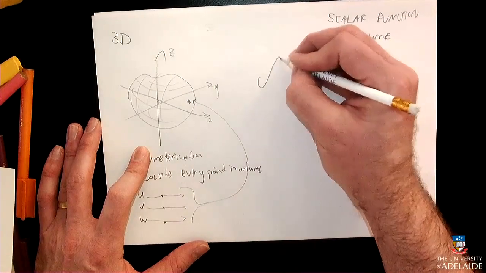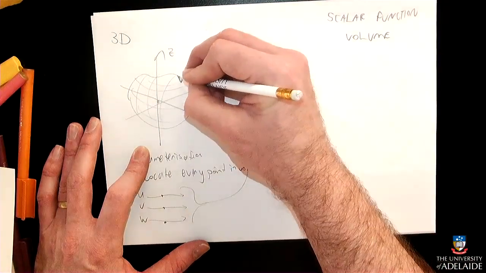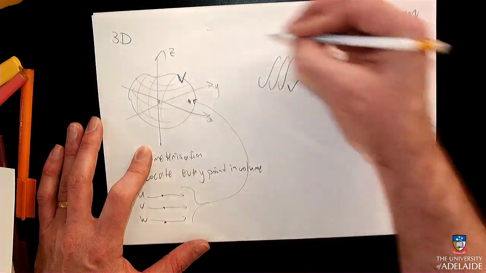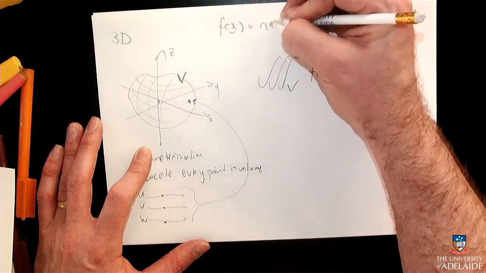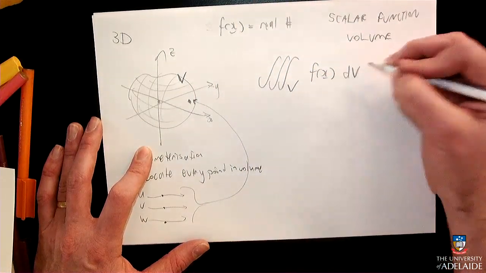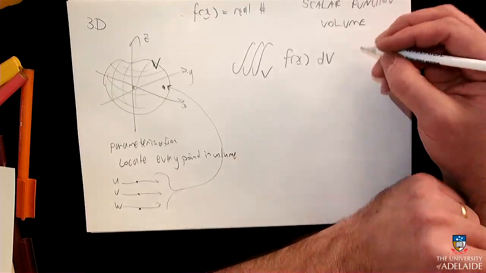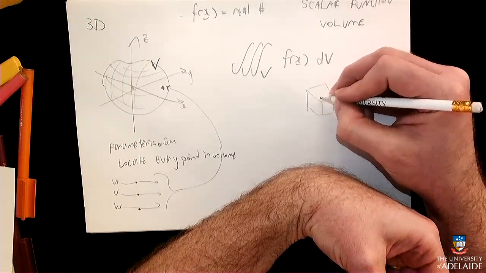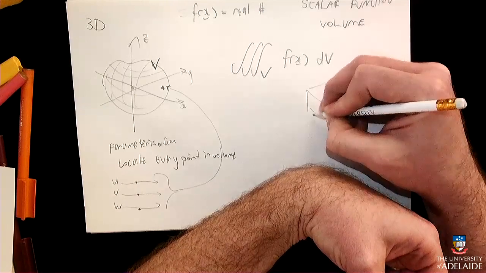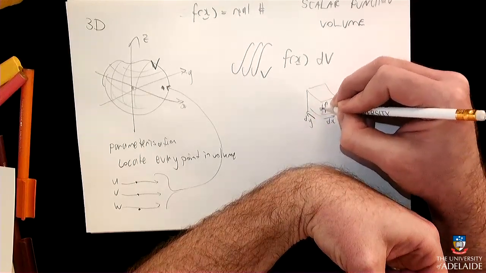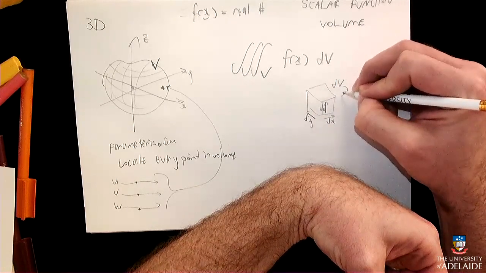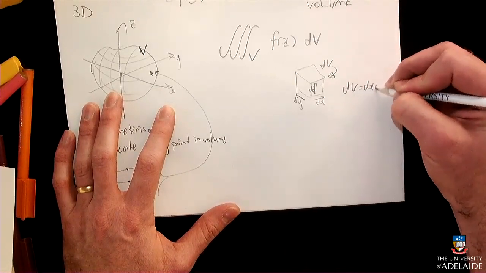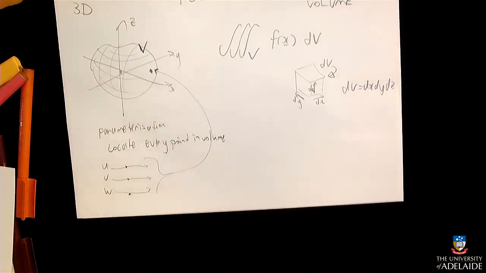So what I'm going to do is a triple integral across this volume of my scalar function, and this little dV is a little box. It's like dx wide this way and dy wide this way and dz wide this way. And dV is that little box. dx, dy, dz.